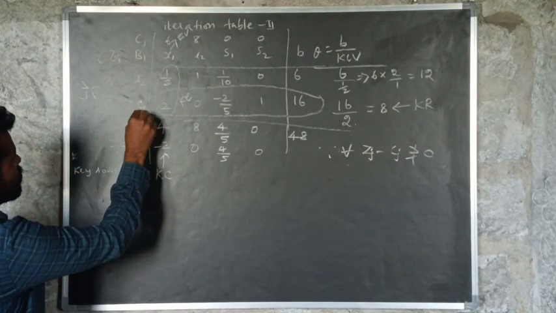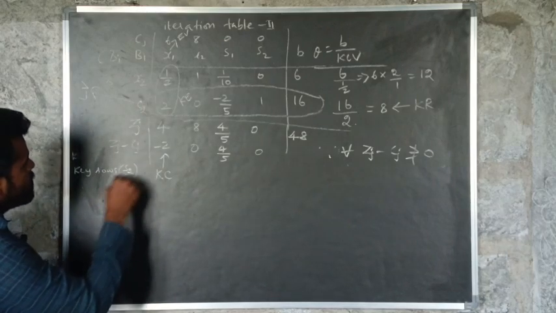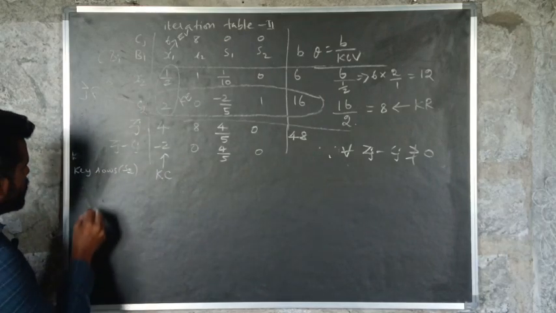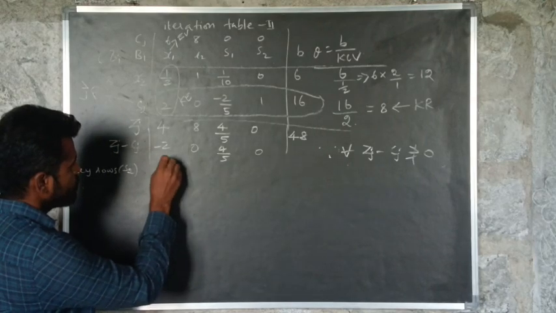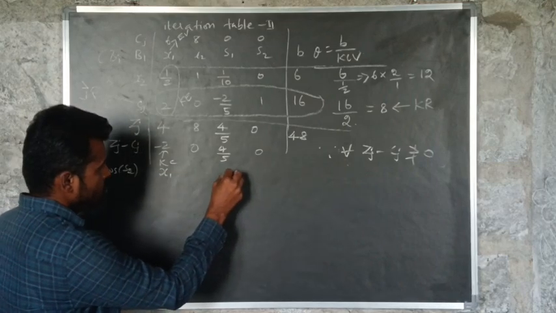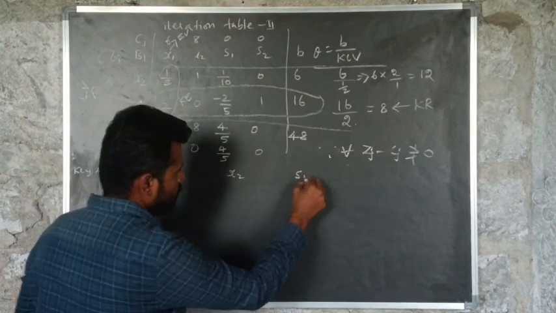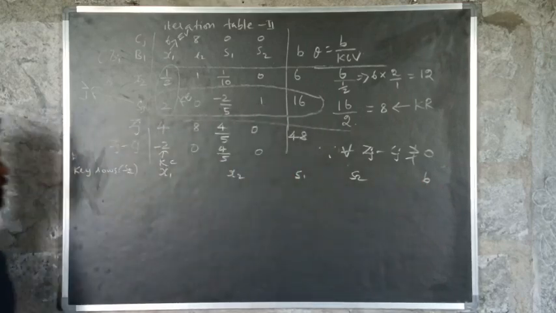This is S2. You forgot, S1 I remember, S2. So S2 is the key row. Here, row value, what are the values? Go and find the iterated value for X1, X2, S1, S2 and quantity B. You are going to find.